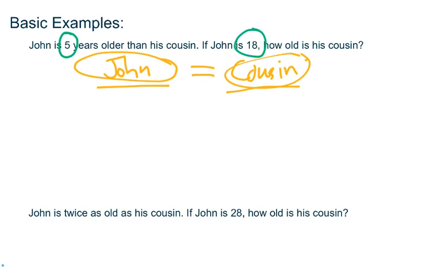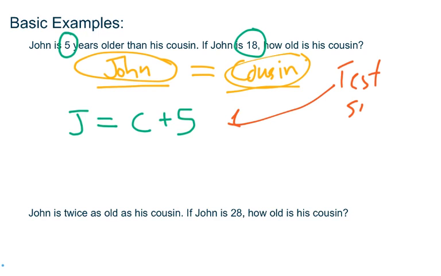And so when I go to write an equation for this, John is 5 years older than his cousin. So I'm getting what? John equals his cousin's age plus 5. Okay? Now, if you're ever confused, feel free to test it out with some simple numbers and see if it makes sense. It should make sense. So for example, if I let his cousin be 1, John is 6.